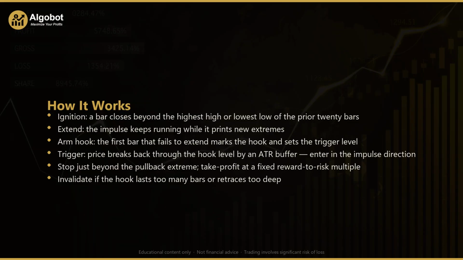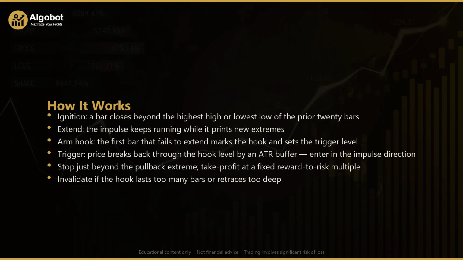Let's walk through the exact logic step by step. The whole thing runs once per newly closed bar, so it never reacts to noise inside a forming candle. Step 1 is ignition. The strategy measures the highest high and the lowest low of the prior 20 bars. That's the BreakoutLookback setting. When a bar closes above that prior high, a fresh upward impulse is born, and the machine starts tracking the running peak of that up leg. When a bar closes below the prior low, a downward impulse is born, and it tracks the running trough. This closing beyond the base is what the code treats as a true breakout, not just a wick poking through.